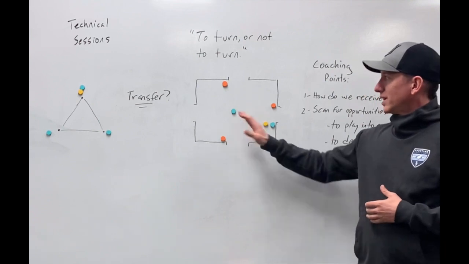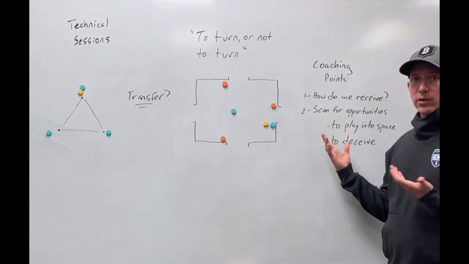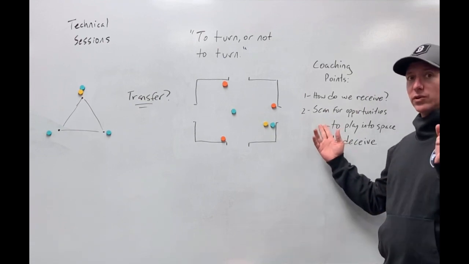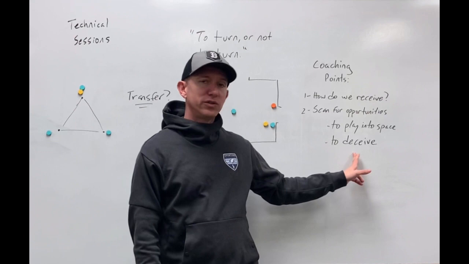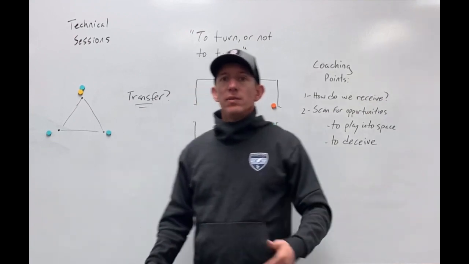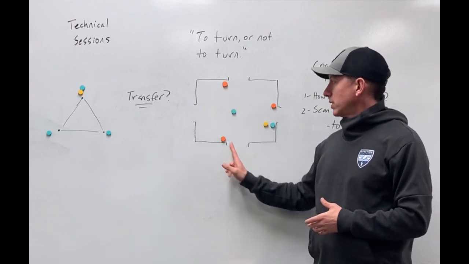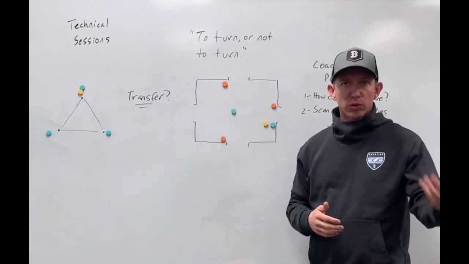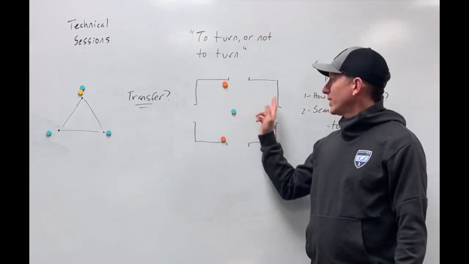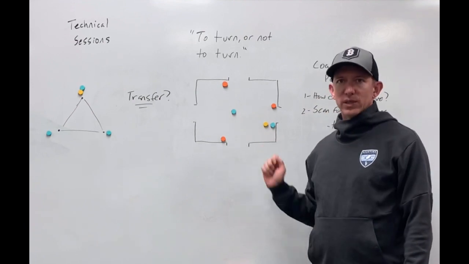And so with this we have to turn or not to turn. So the same coaching points, how do we receive and scanning for opportunities, but rather than just opportunities to play into space, it's also opportunities to deceive, because we're going to add in some defenders. Now with this setup, there are 4 gates that can operate as either goals that you can pass through or dribble through. We have 3 defenders, so there is always 1 goal open, and 2 attackers.